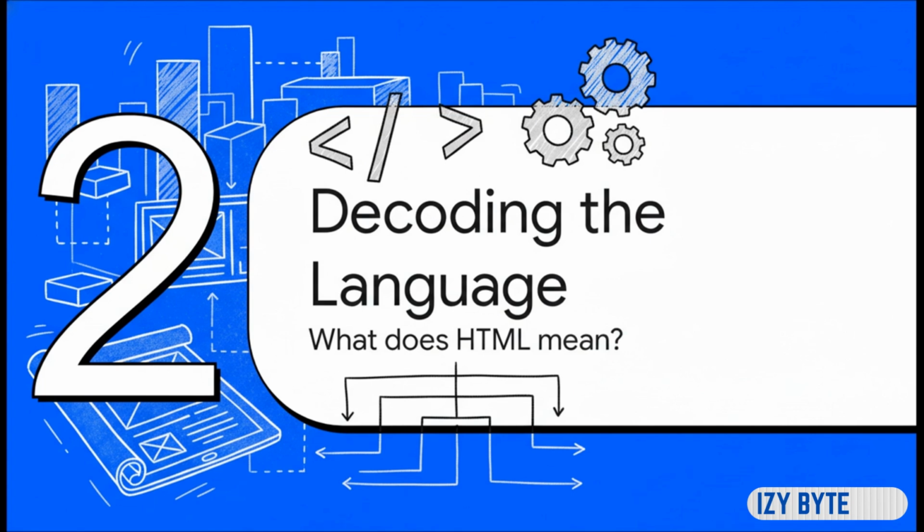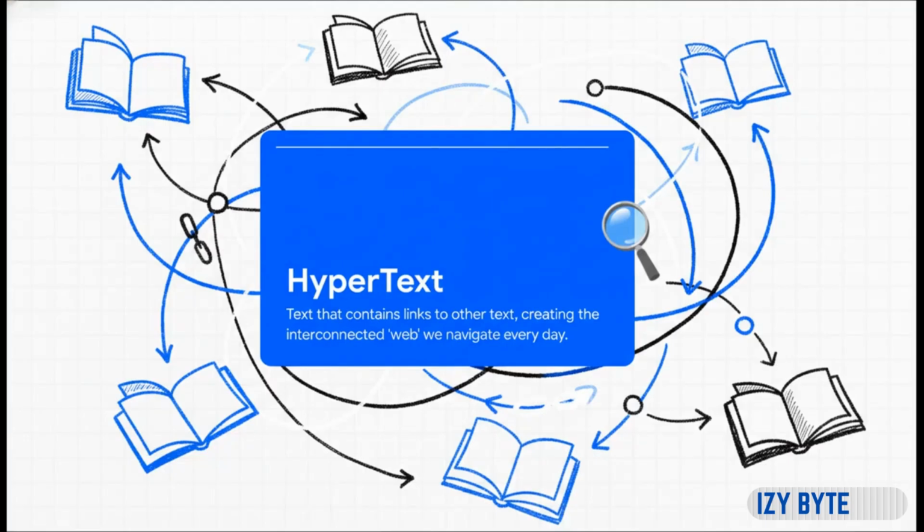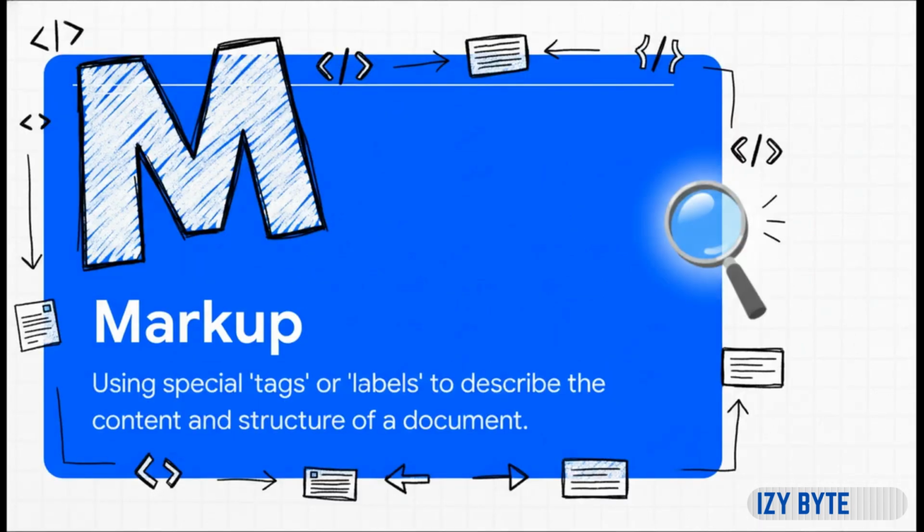Let's decode it, because each part of that acronym tells us a little piece of the story about what this language really does. All right, first up, the H and T. They stand for hypertext. And honestly, this is where the magic happens. This is what lets you click on a link and instantly jump from one page to another. It's that hyper part that connects all these separate documents together, creating the massive, interconnected web we all use every day.